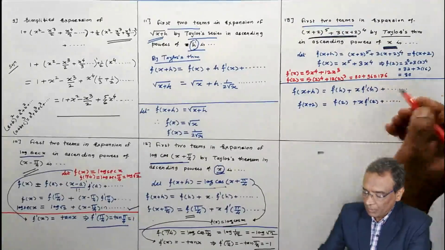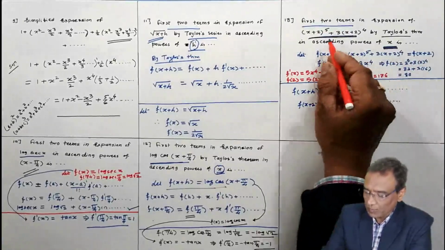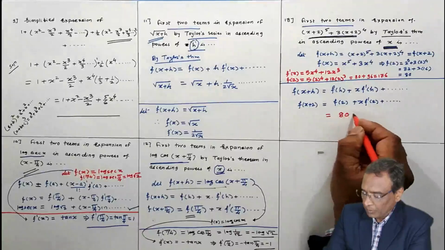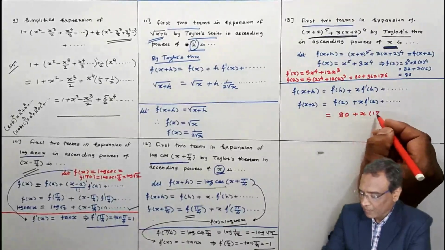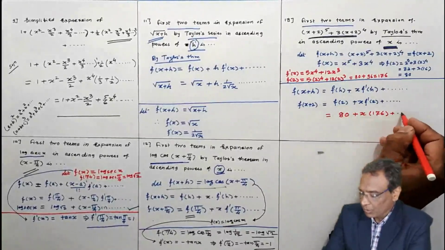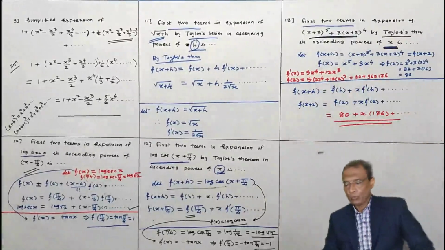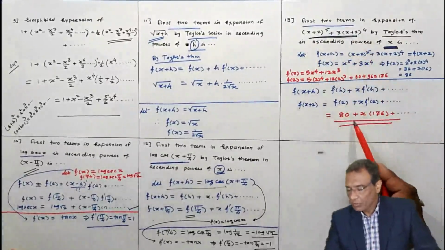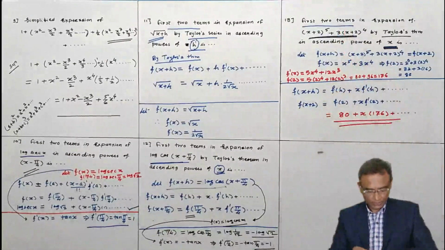176. Putting those values here, f of x plus h means f of x plus 2 is this one. Okay, f of 2 is what? 80, plus x f dash of 2 is what? 176, plus and so on. There are many terms. Okay, this is the answer to this problem. What we have done, we are expanding in ascending powers of x up to 2 terms only.